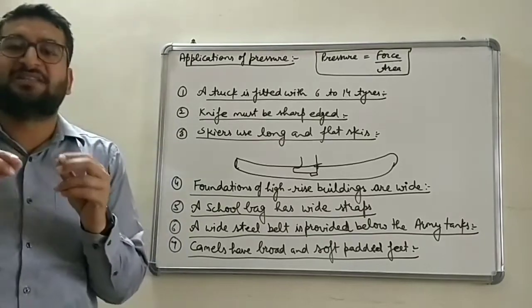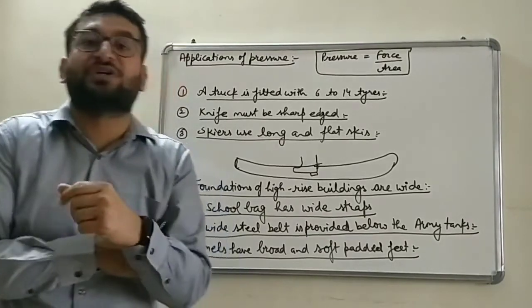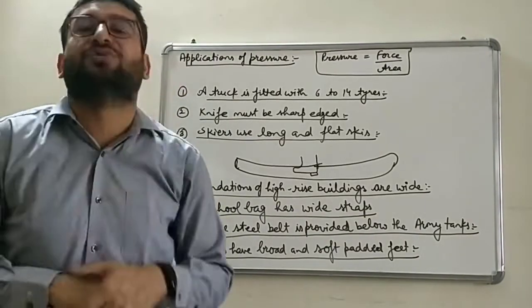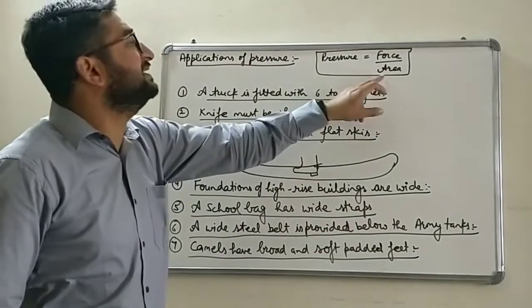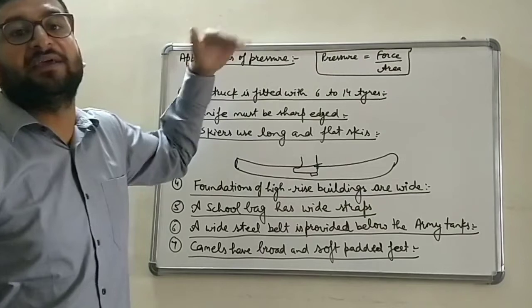डॉक्टर जो सिरिंजेस हमें देते हैं, जो इंजेक्शन हमें लगाने के लिए सिरिंज यूज करते हैं, वो भी बहुत शार्प एज होती है बच्चों. Why? Because sharp edge means less area, and if less area is there, that means pressure is high.